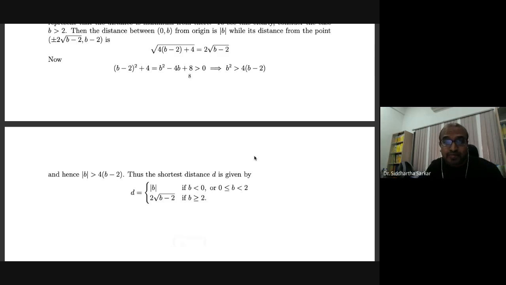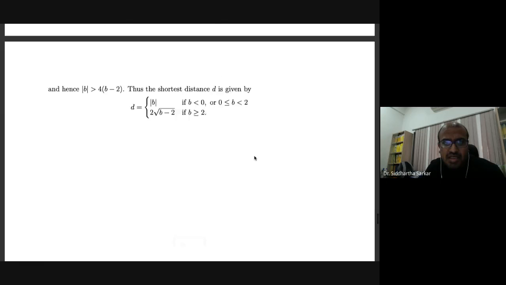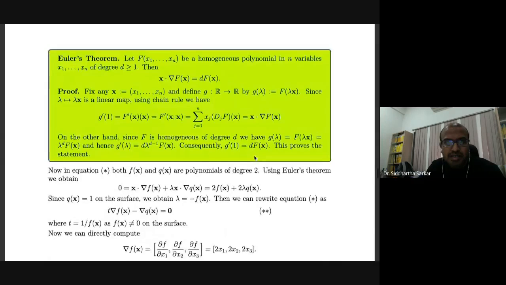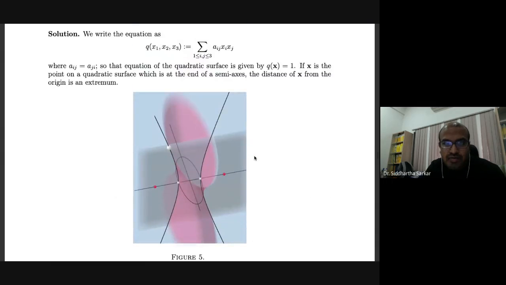Okay, so this is all I wanted to say, and all these pictures I have drawn over here. Of course, I just started looking at this particular thing.